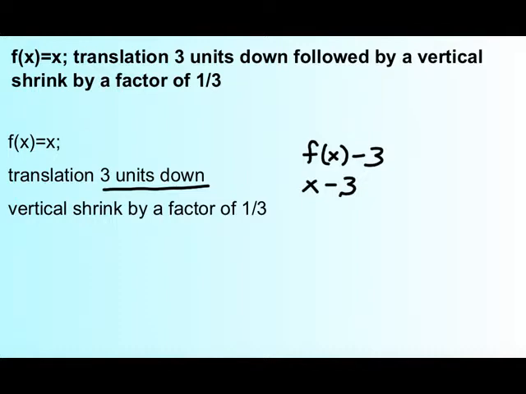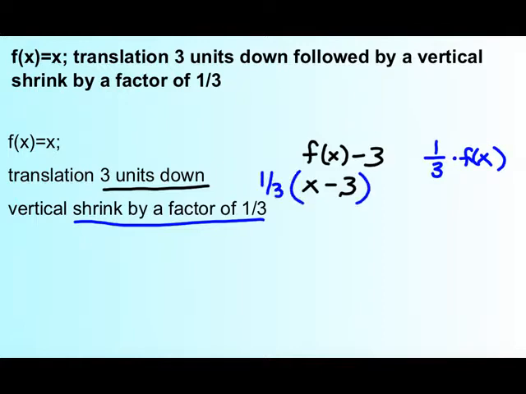Then it says vertical shrink by a factor of a third. If you remember, that's where we take a third times our function. So we're going to take a third of this function. Well, we have to distribute. 1/3 times x is 1/3 x. 1/3 times negative 3 is negative 1, and that becomes our new function. Now remember, you can use Desmos to double check your operations, but you have to remember things do move around when you stretch them and when you shrink them and move them up and down.